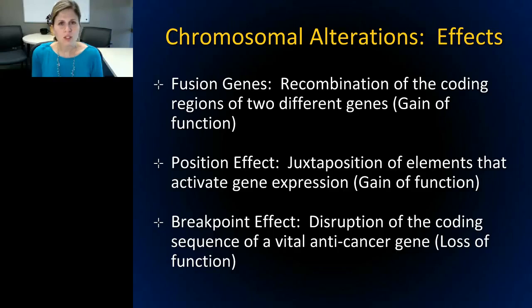This will come into play, and you can see how all three of these effects at the chromosomal level will play out when we talk about oncogenes and tumor suppressor genes, and how certain genes are going to be increased in their expression while other genes are going to be decreased in their expression.